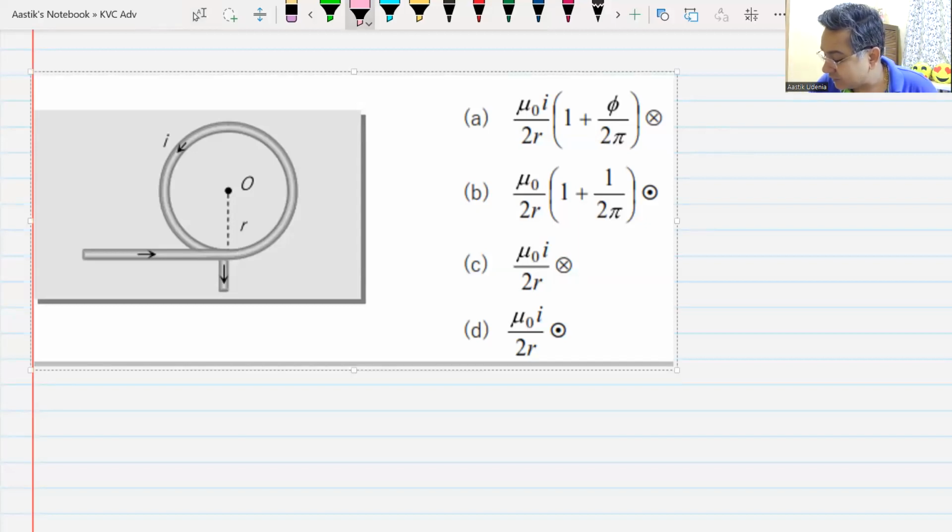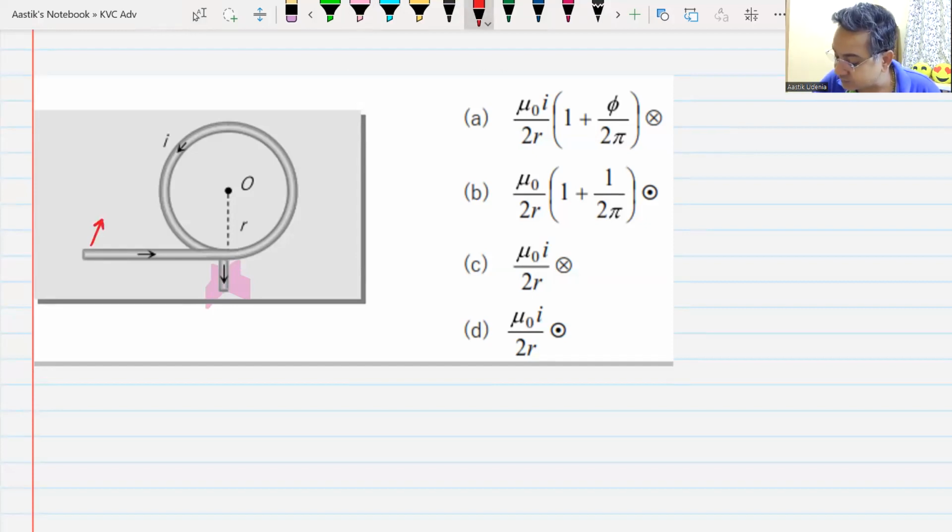What is the magnetic field due to this wire? Zero, sir. What is the magnetic field due to this wire? Mu naught I by 4 pi R. Direction? Outside. As soon as you get this answer, you don't have to go any further, because then the only option that can match is this one. Yes or no? Yes, sir.